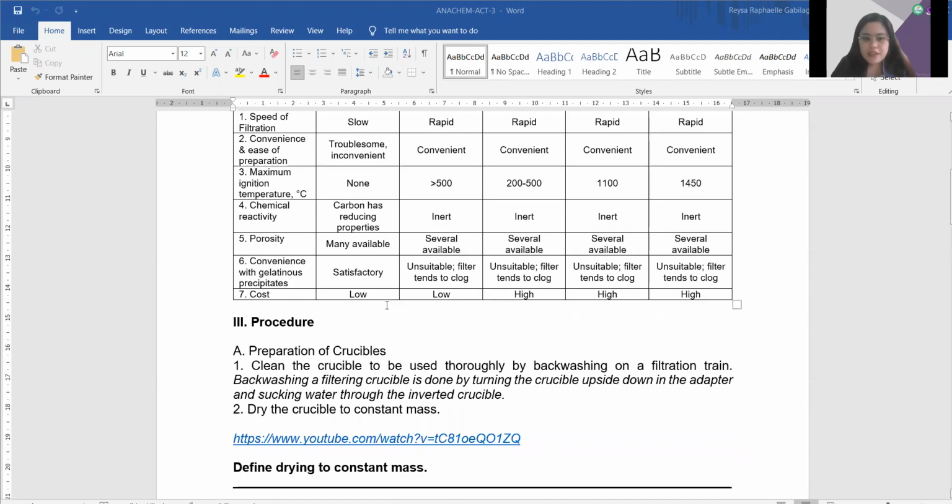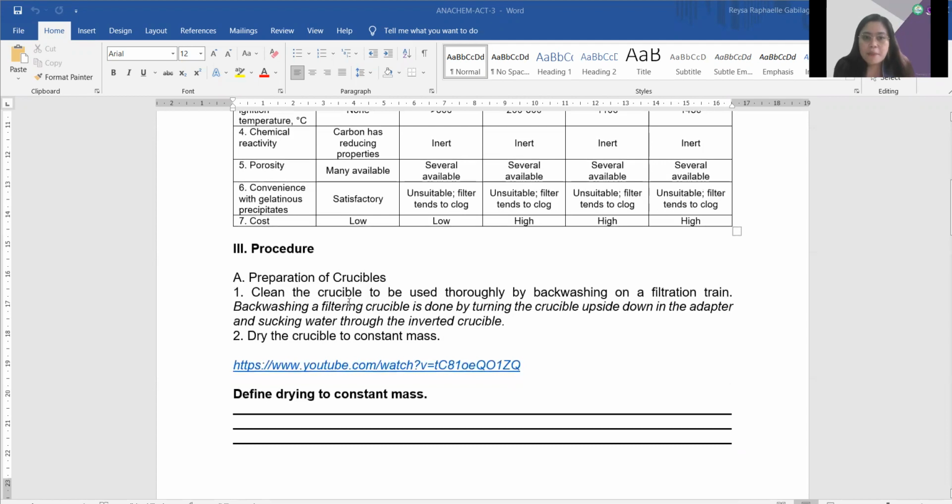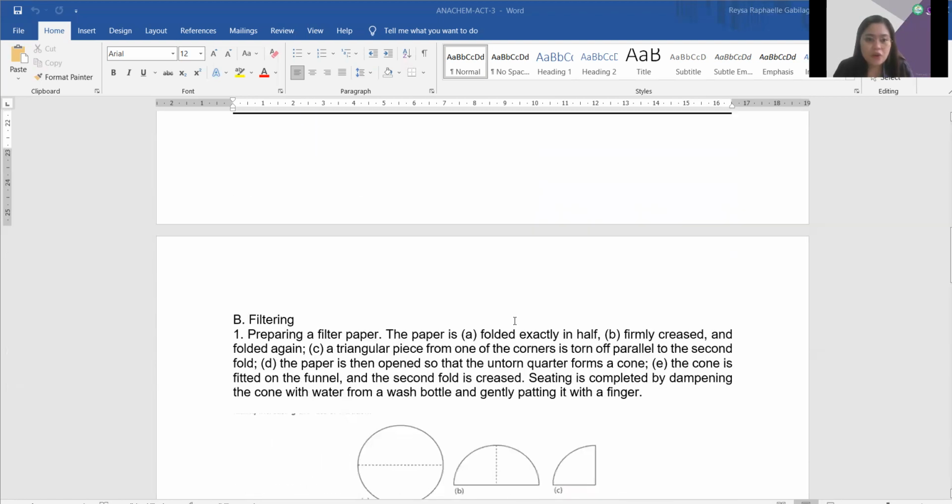Now for this activity, what you need to do is to read and understand the procedures in handling these crucibles and also the filter paper. So you will see here the first part, preparation of crucible. So you may read the procedure or I have given you the link here for the process. You may watch it sa time natin. And then after watching the procedure in the preparation of crucibles, you have to answer the following questions. Okay? So you have here define drying to constant mass.